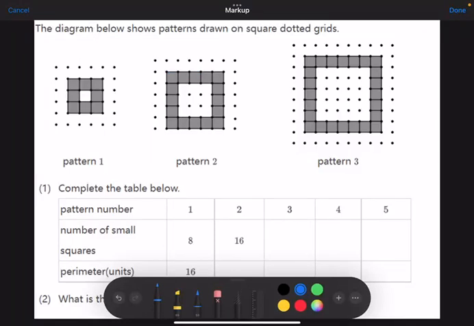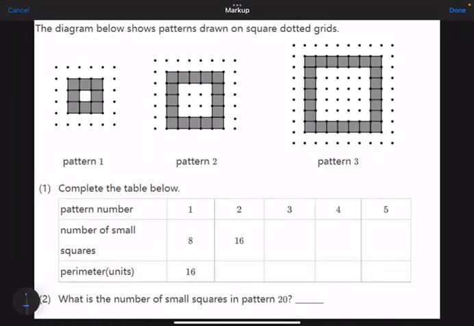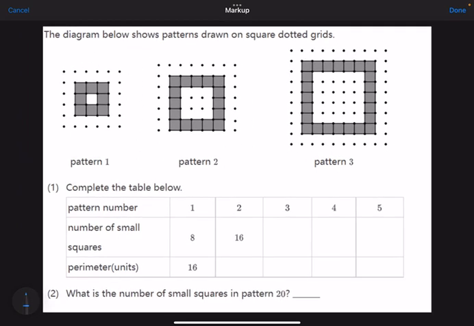Okay, so let's look at this question. Let's keep looking. This question is from the mastery class, extensive exercise, question number 2. The diagram below shows patterns drawn on square dotted grids. The first question is to complete the table below.